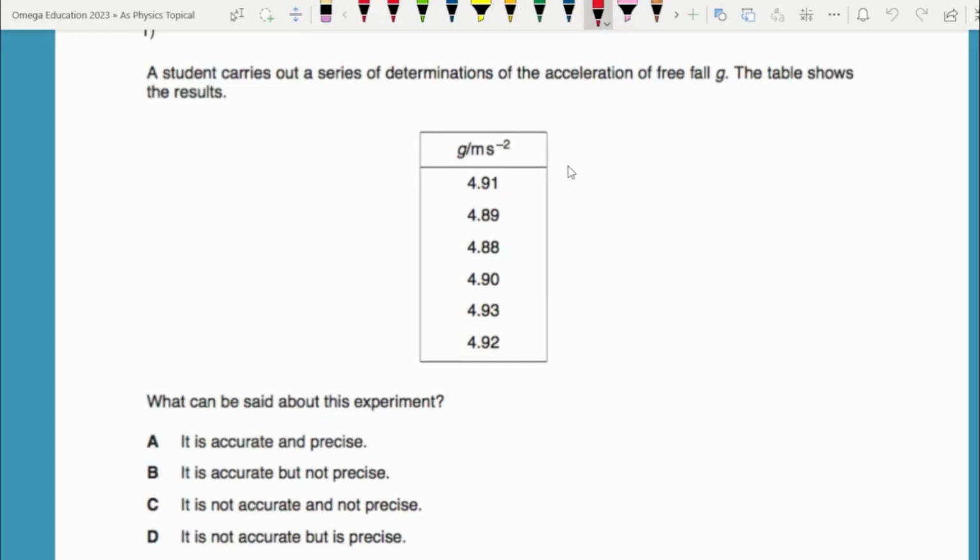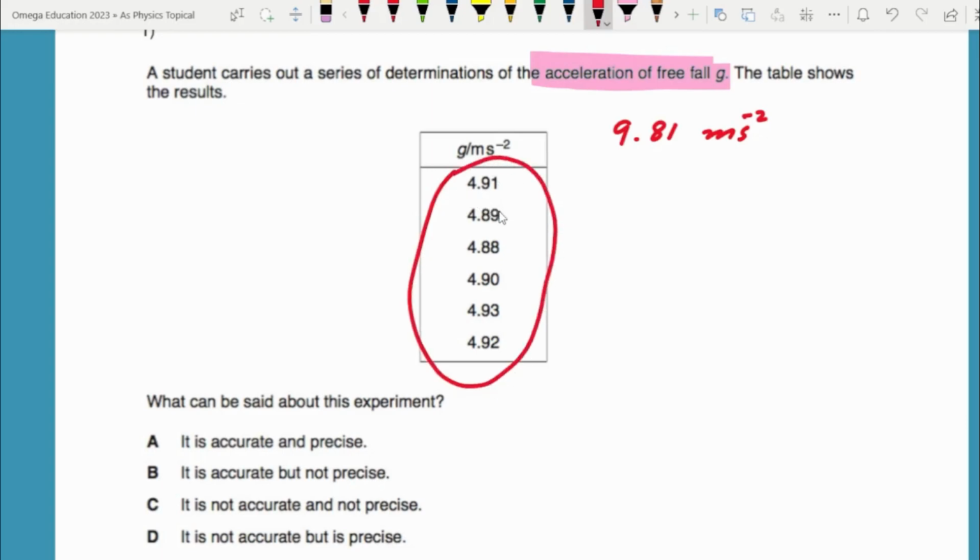If we take a look at the readings, and even from the data sheet, you get to know the value of g, which is 9.81 meters per second squared. So the readings that you have here in the table are not close to the true value. So this is not accurate. But if you check, the readings are very close to one another. So these are precise but not accurate. It is not accurate but precise.